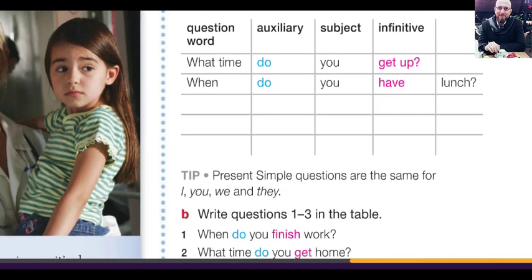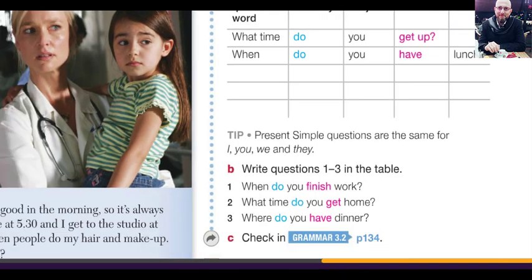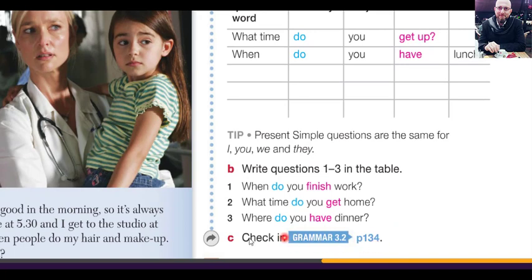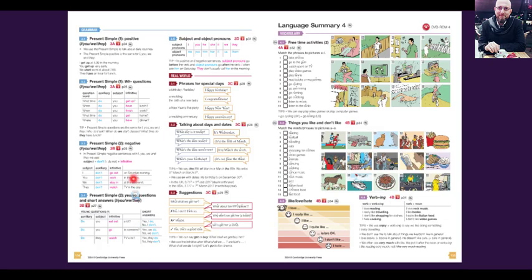So here, we have these three questions. We need to write them in the table. So stop the video, write these questions here. For example, this is number one, then two, then three. Write them here in the same order. After that, we will check. Okay, after we finish, let's go to page 134, grammar 3.2.